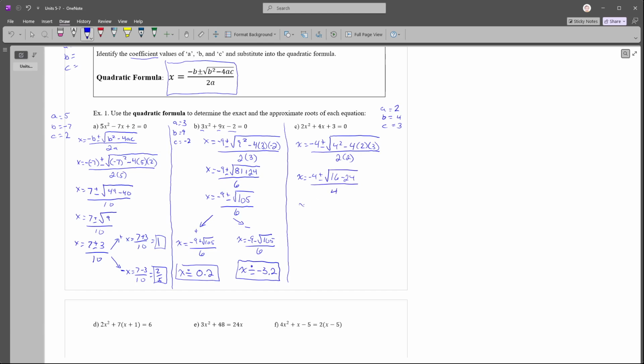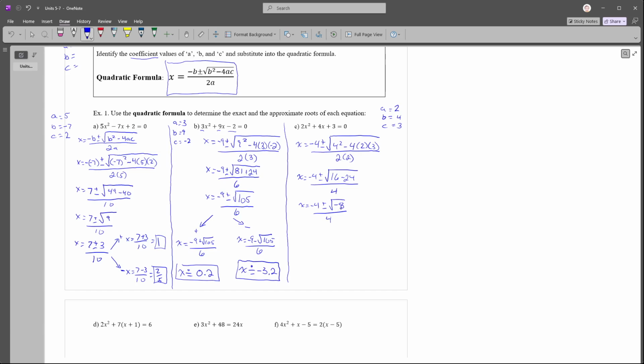So let's clean it up a little bit further. X is equal to negative 4 plus or minus the square root of negative 8, all over 4. What's the problem here? There's no such thing as the square root of negative 8. There's no two numbers that you can square and get negative 8. It just doesn't work, because any number times itself, if you have a negative times a negative, you're going to get a positive. If you get a positive times a positive, you're still going to get a positive.